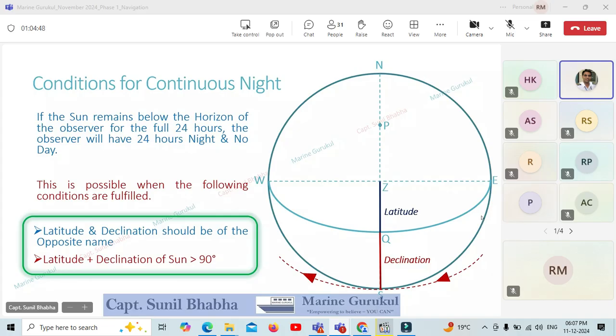Yes, that's right, beta. That's exactly right. In circumpolar, lat and dec are of the same name. In this, lat and dec are of the opposite name. That is the only difference. So it's basically, you can say, opposite to circumpolar.